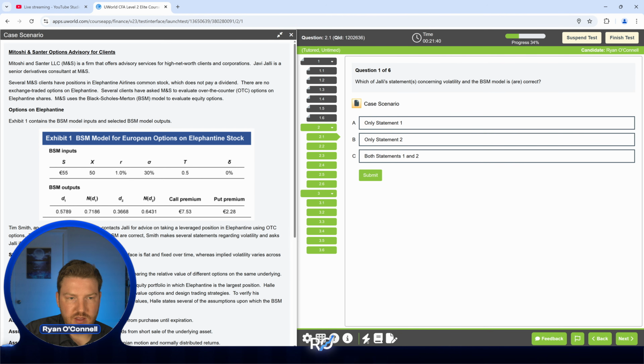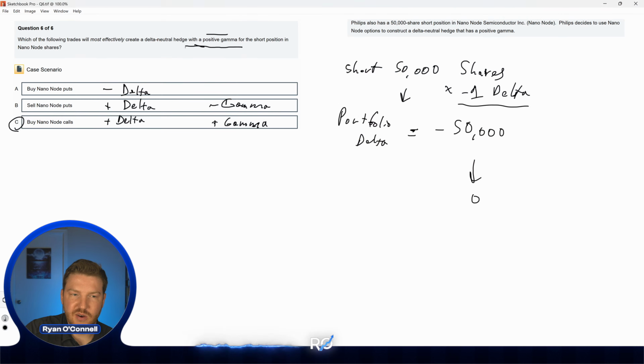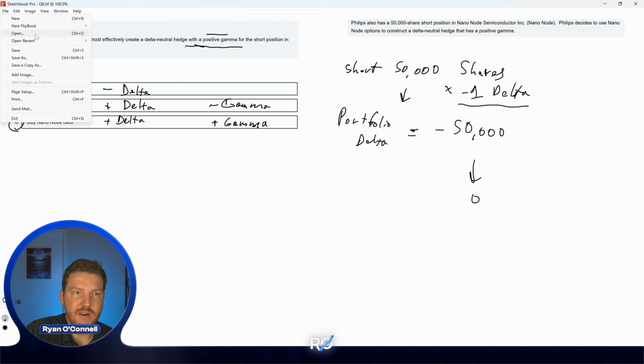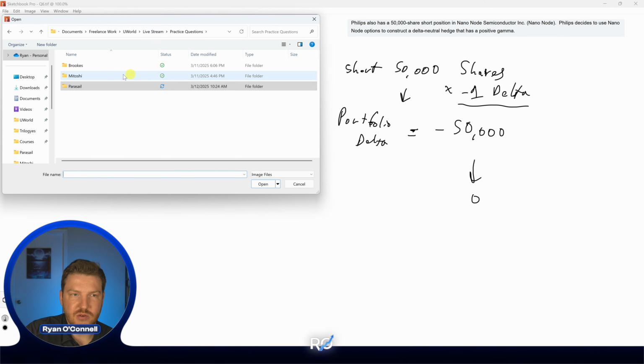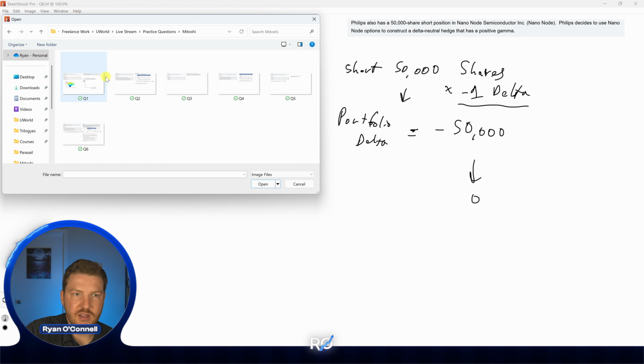Statement one is that the Black-Scholes model implies the volatility surface is flat and fixed over time, whereas implied volatility arises across strike prices and expirations and changes over time. Whereas statement 2 says implied volatility provides a means of comparing the relative value of different options on the same underlying. So let's see what I've prepared for this one to see how we can deduce which of these might be correct.